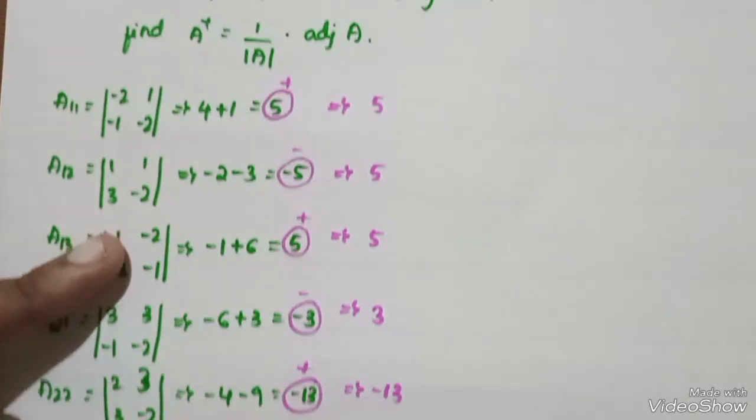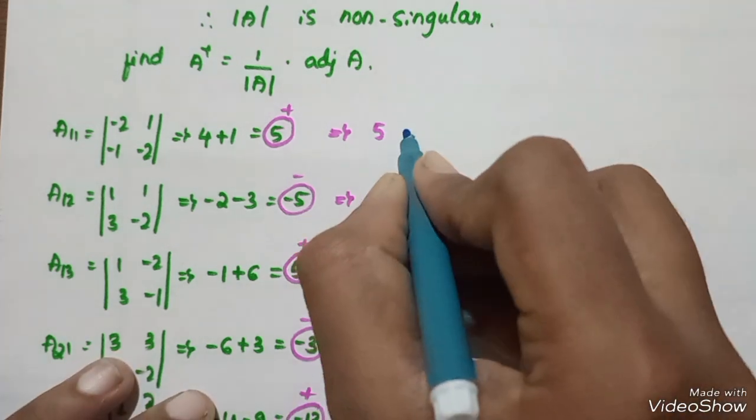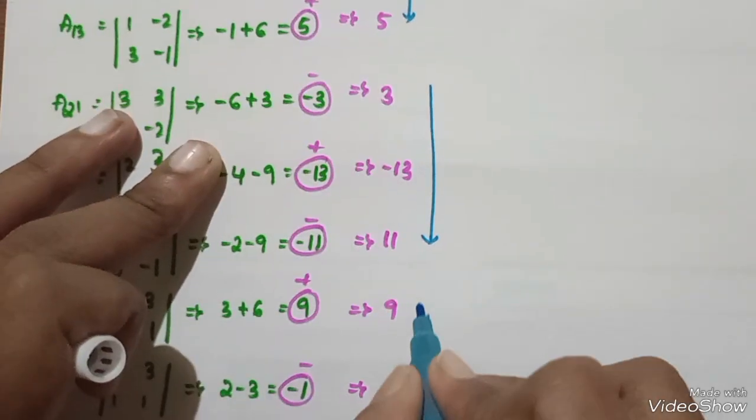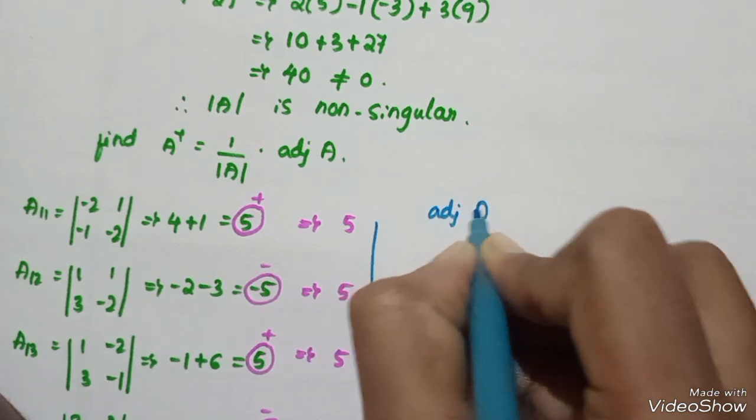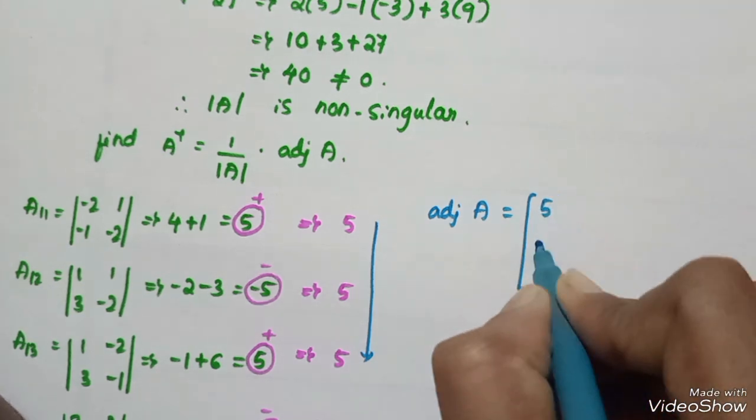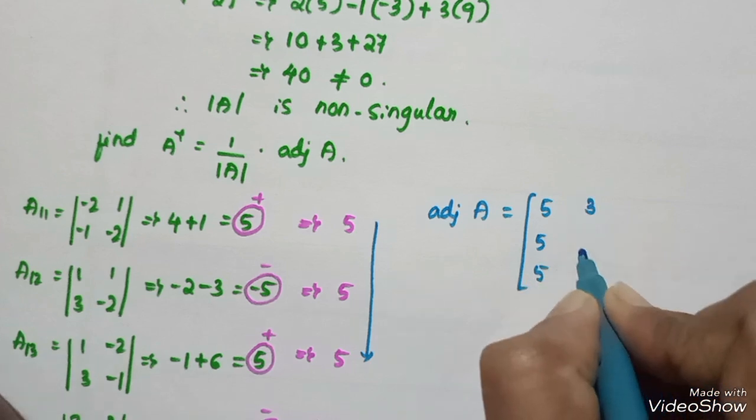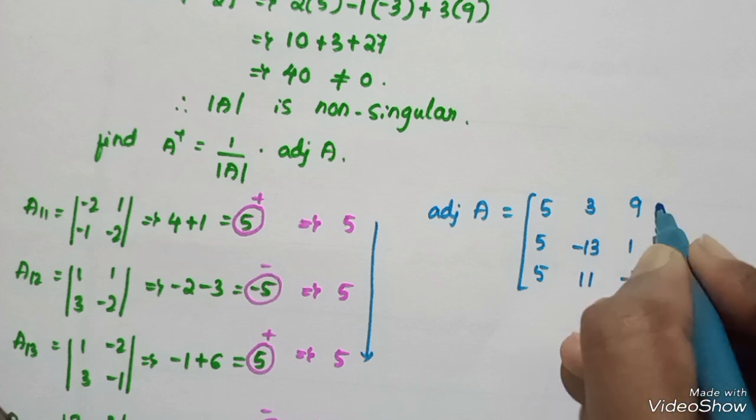Okay, now I am directly writing the adjoint by grouping the elements. This is the first one, second one, and third one. Now the adjoint of A is, writing all the elements by column: 5, 5, 5. Okay, then 3, minus 13, 11, 9, 1, minus 7.